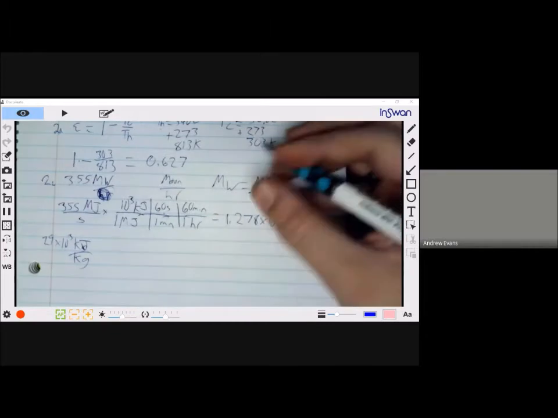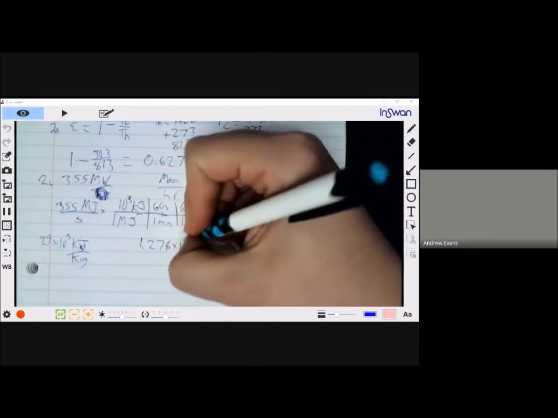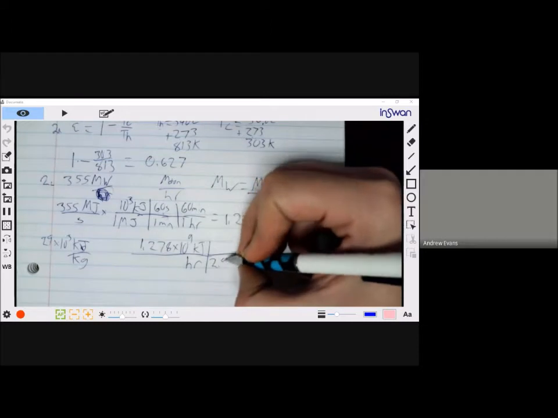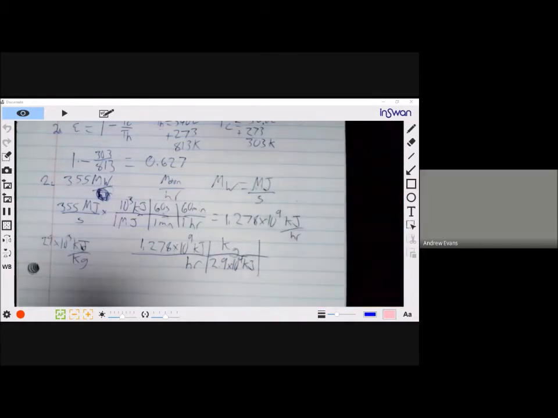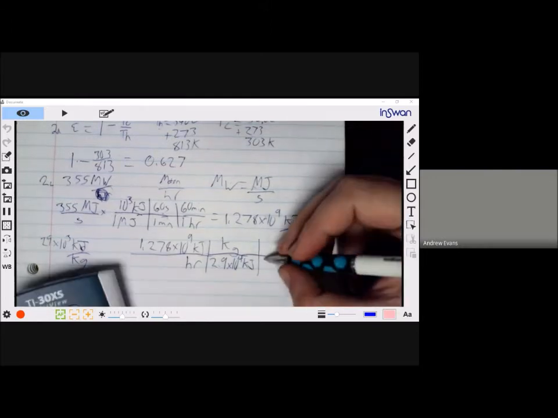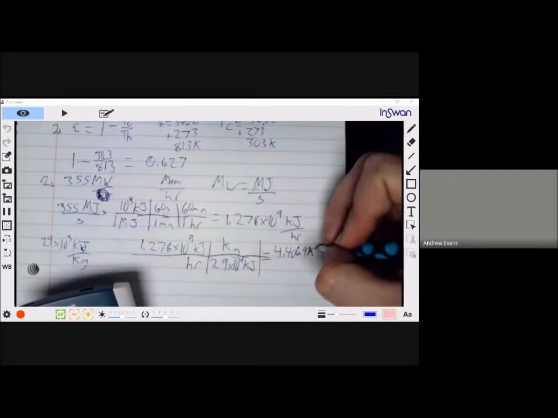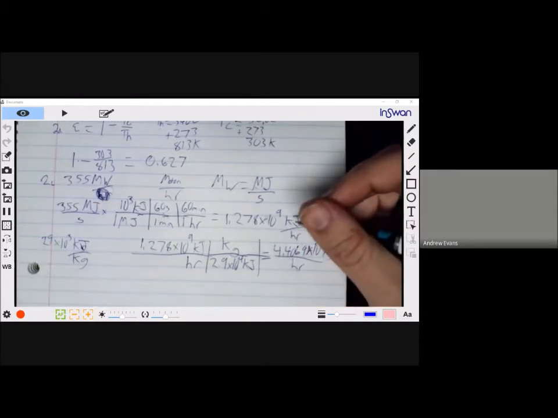So the next step is to divide by that. We have 1.278 times 10 to the ninth kilojoules per hour. We divide by 2.9 times 10 to the fourth kilojoules per kilogram. That would give us units of kilograms of coal per hour. This would give us 4.406, we'll say 9, times 10 to the fourth kilograms per hour. The last thing is to turn this into metric tons.